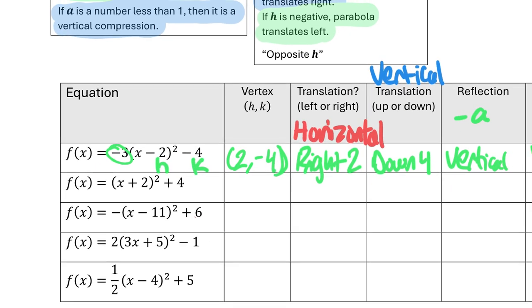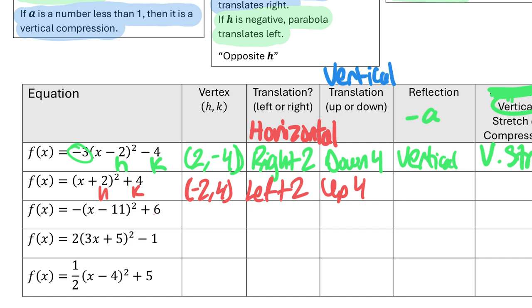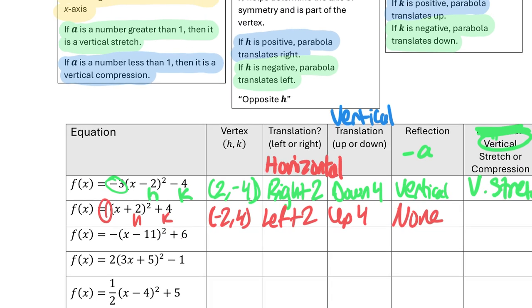All right, the second one. This is H. This is K. So I use the opposite value of H. So that's negative 2 comma 4. All right, so now I shift left 2. Remember, H is always backwards. And then up 4. K always tells the truth. There is no reflection, none, because in this case, A is positive 1. So no reflection. And then I also have no stretch or compression because A is 1.